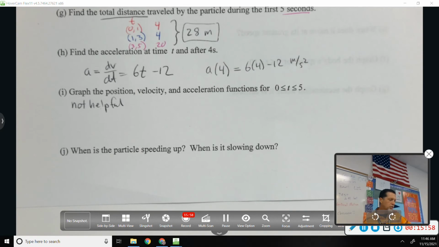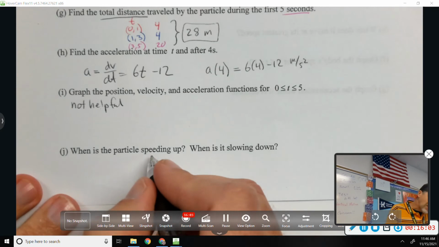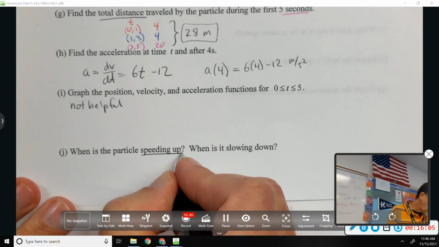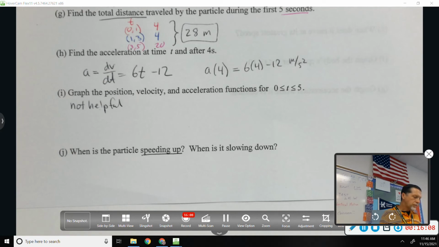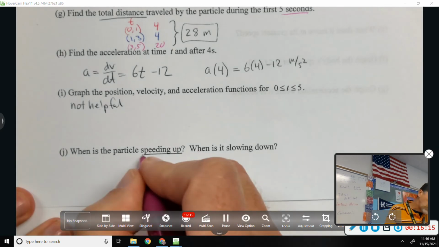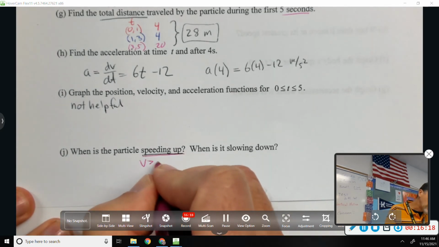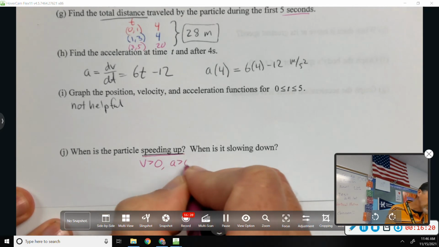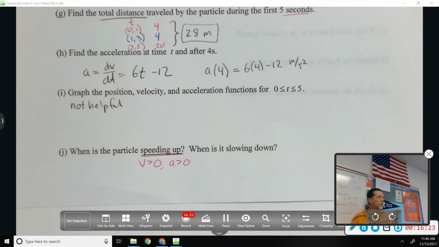When is the particle speeding up versus slowing down? This gets a little bit tricky. It's not about concavity, because concavity would be the second derivative, that would be acceleration. The easiest case would be if velocity is positive and acceleration is positive. You're moving forward, you press the gas pedal, you're accelerating, you're speeding up. So the first derivative is positive and the second derivative is positive.